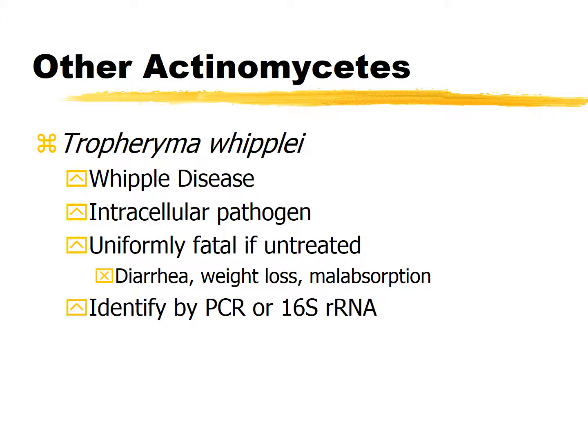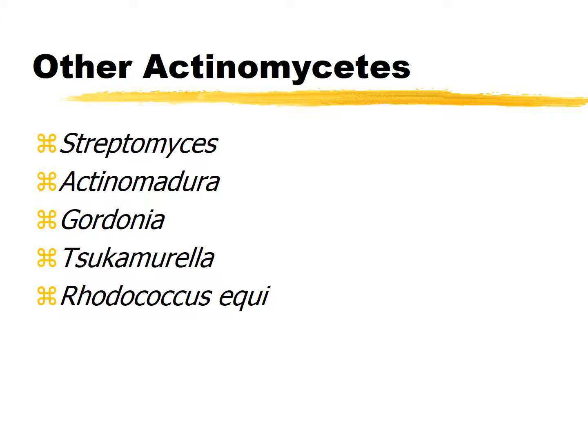Tropheryma whipplei is Whipple's disease. You want to associate it with that. That's an intracellular pathogen. It's uniformly fatal if untreated. You have diarrhea, weight loss, malabsorption, and you have to identify this by PCR or 16S rRNA. Streptomyces you'll see sometimes in the clinical laboratory, as well as Rhodococcus.